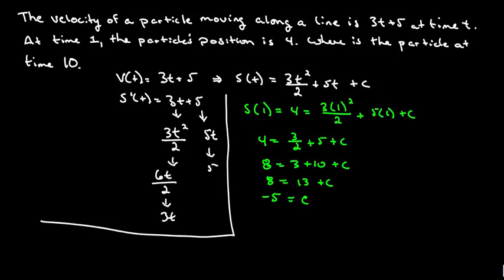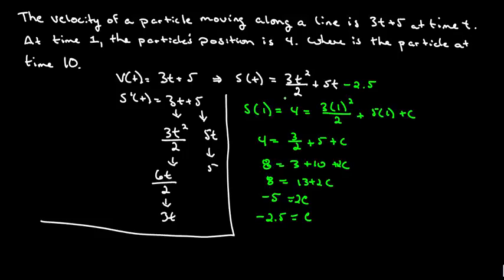Okay, that doesn't look right. Let's go back and check this again. Multiplied everything by 2. Let's see here, I got 8, I got 3, 5. Oh, I needed a 2c. That looks better. So 2c is negative 5. So c must be negative 2.5. Let's just check that out. So we believe that this is minus 2.5.